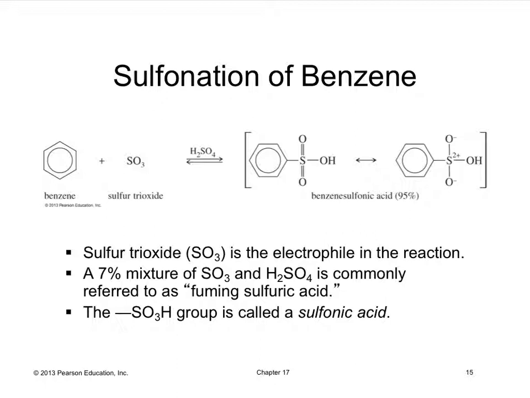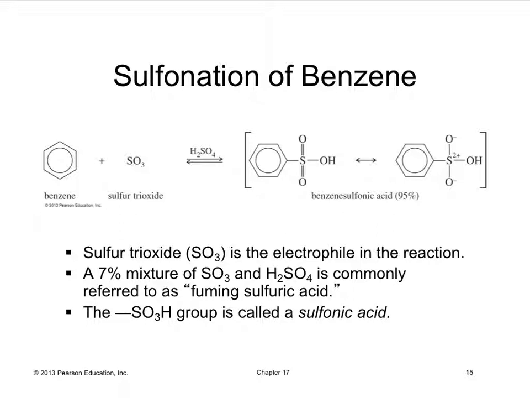You can also sulfonate the benzene. You can take benzene in the presence of sulfur trioxide and acid. The acid you're going to use is sulfuric acid. If you take a 7% mixture of sulfur trioxide and H2SO4, this is called fuming sulfuric acid, and the SO3H group is called sulfonic acid.